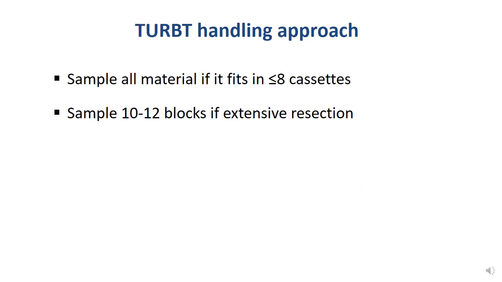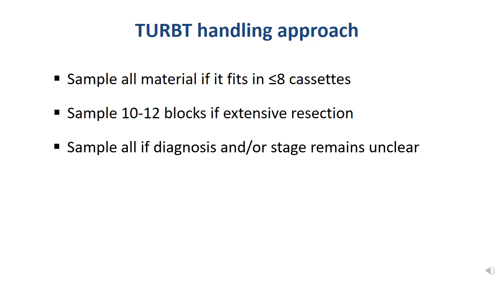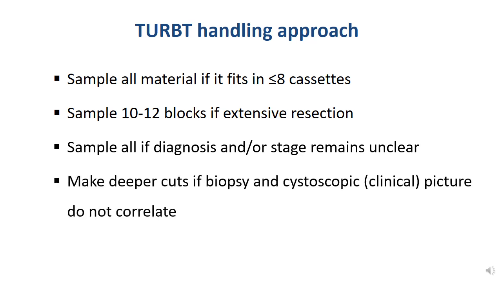And then I think here are some TURBT handling guidelines. Sometimes these samples can be very bulky. So if you can sample all material within 8 cassettes, try to put everything. If it is a very bulky tumor, sample 10 to 12 blocks if extensive. Sample all if the diagnosis and stage remains unclear. And most importantly, if your cystoscopy and clinical picture do not correlate with what you are seeing, then often making deeper cuts is also a very helpful practice.